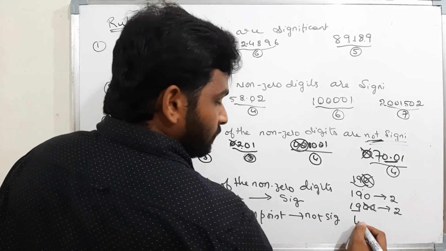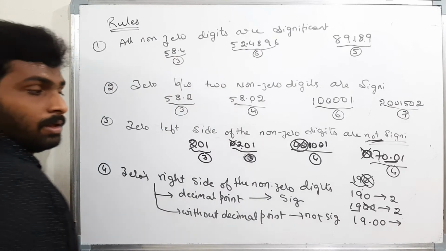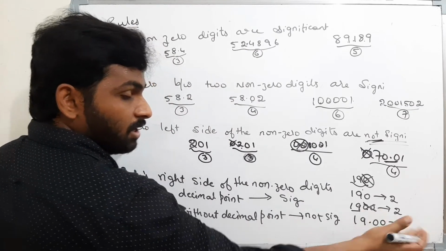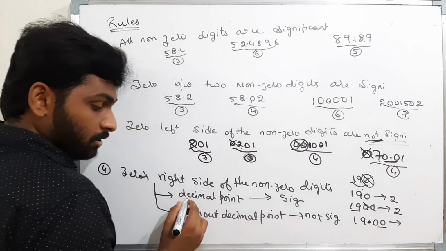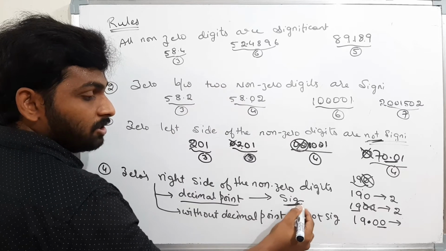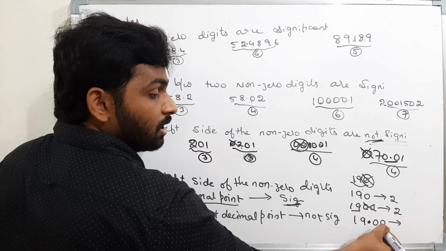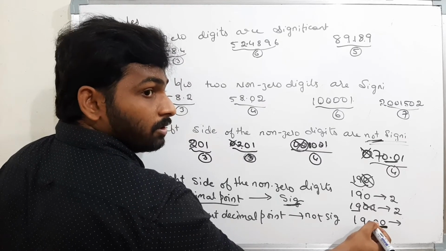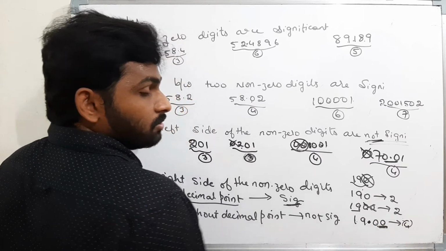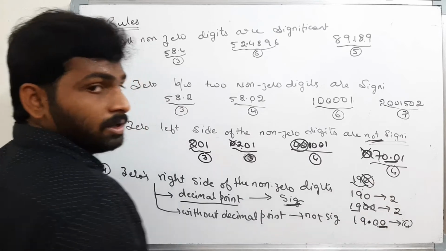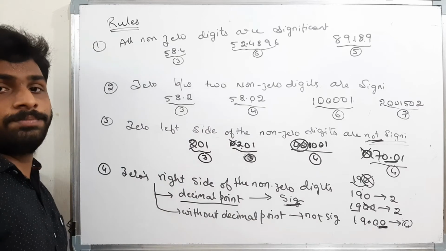Now this one, 1900 with a decimal point. Now same, how many significant figures? These two zeros are on the right side and there is a decimal point here. If there is a decimal point, then the right side zeros are significant. Therefore 19, even these two zeros are significant because there is a decimal point. Therefore I should take how many? 1, 2, 3, 4. I have to count these two zeros also because there is a decimal point and the zeros are on the right side. Because when there is a decimal point, these zeros give me the precision of the instrument.